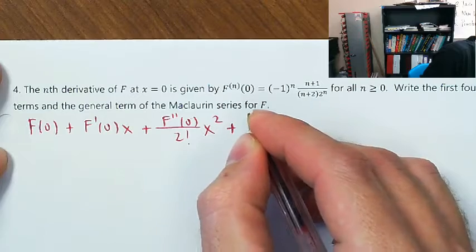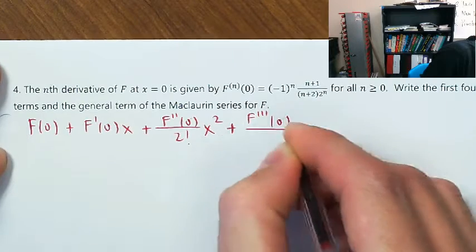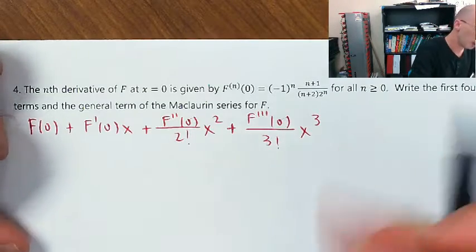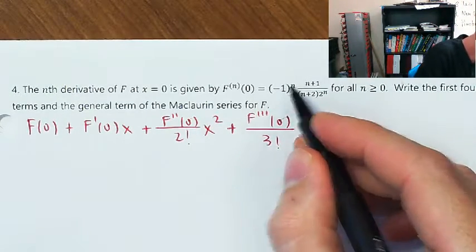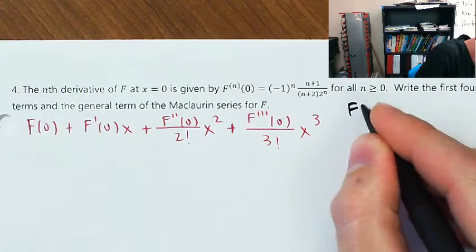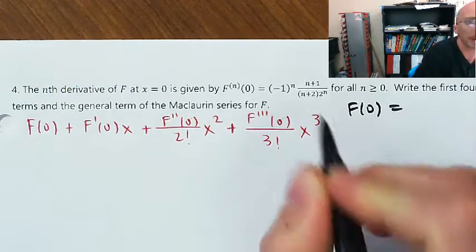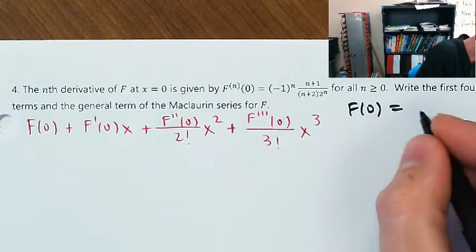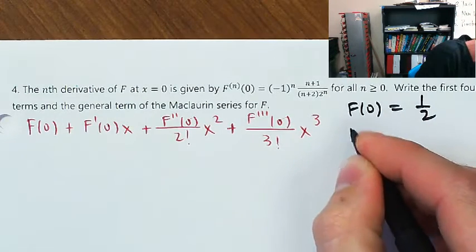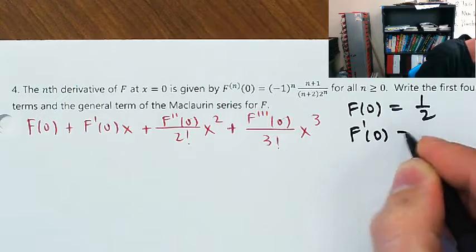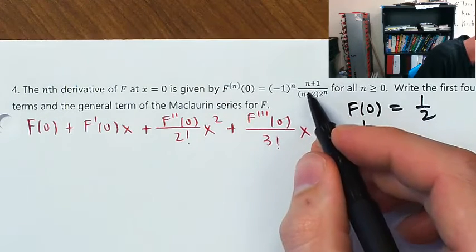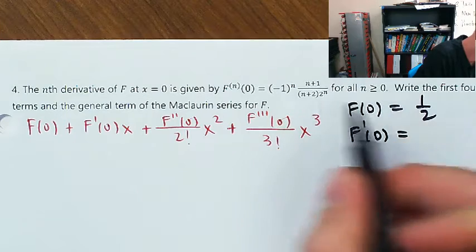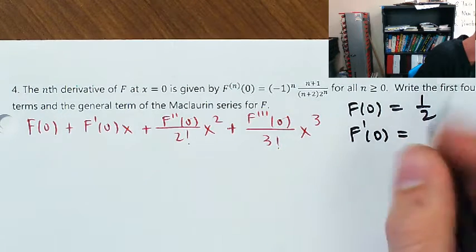The third power term would be the fourth non-zero term. Okay, that's kind of the skeleton. Now I'm going to say, all right, f of 0 is when I plug in 0 for n. It's the zeroth derivative. So I'm going to make a little table over here. That's 1 over 2 times 2 to the 0. Okay, so this is going to be a half. f prime of 0 is where n equals 1. So that would be negative 1 times 2 over 3 times 2, which is 2 over 6. Yeah, so I got negative 1/3.